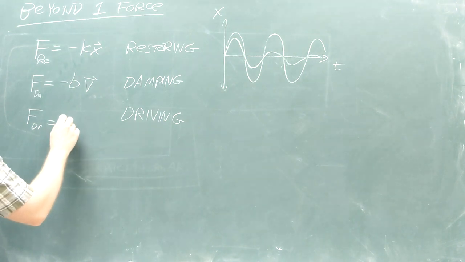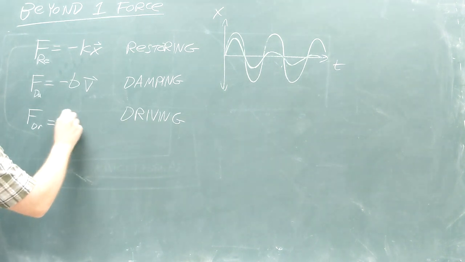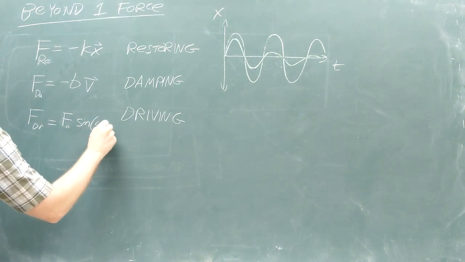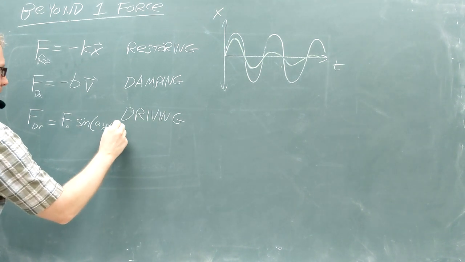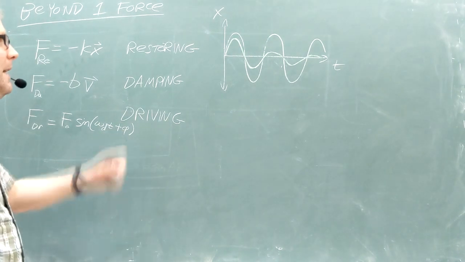So you'll have some kind of driving amplitude. Excuse me, this is a force, not a position. So you have some kind of driving amplitude times a sine of some kind of driving frequency times t. Maybe you have another phase offset there. It doesn't really matter too much.